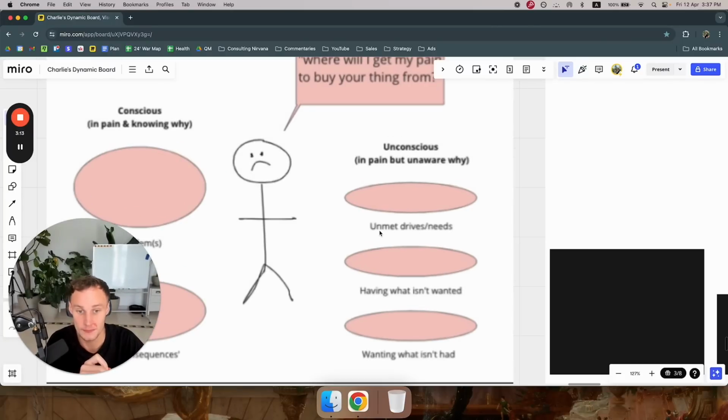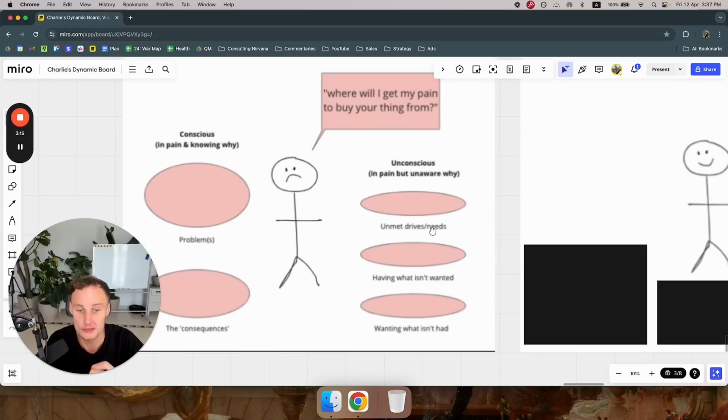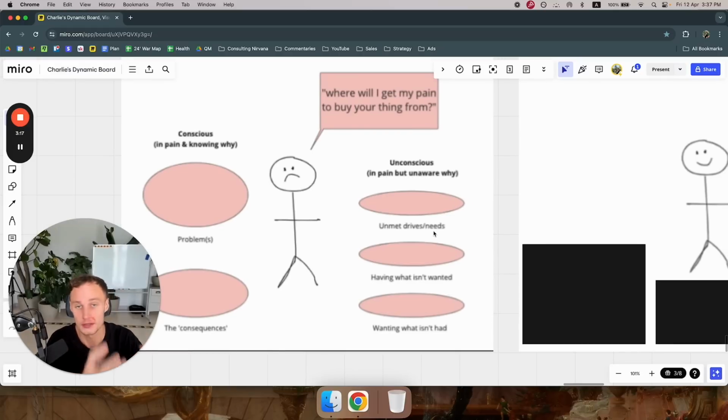The first thing is an unmet need or a drive. This is where you have a deep, visceral, unconscious desire for something that you're not really aware of, and it's not being met. For example, if you are a relationship coach and someone wants a relationship and they have this drive towards intimacy and connection with another person, but they're not quite aware of it, and they're in pain and their life is uncomfortable because they're not in a relationship.